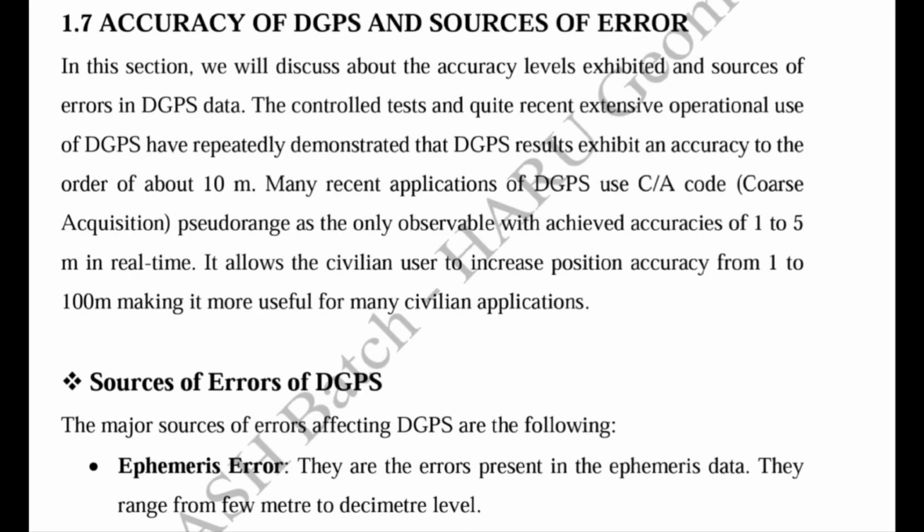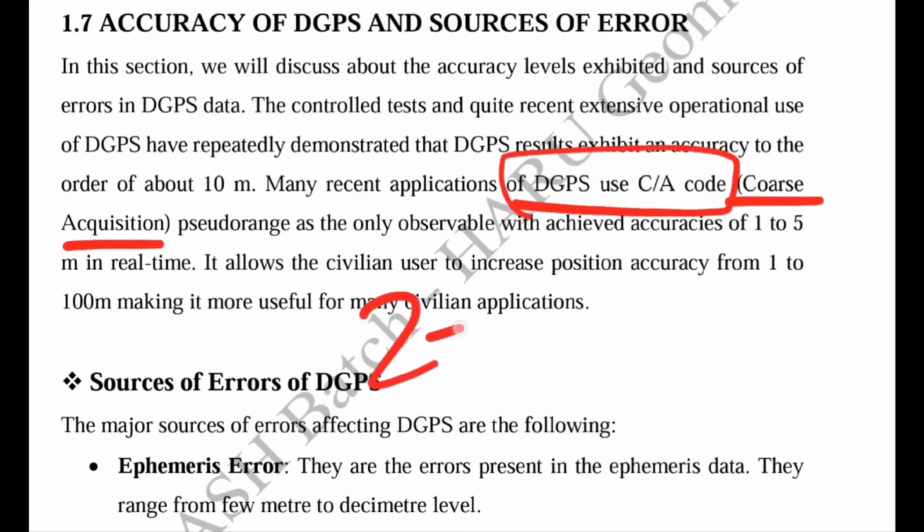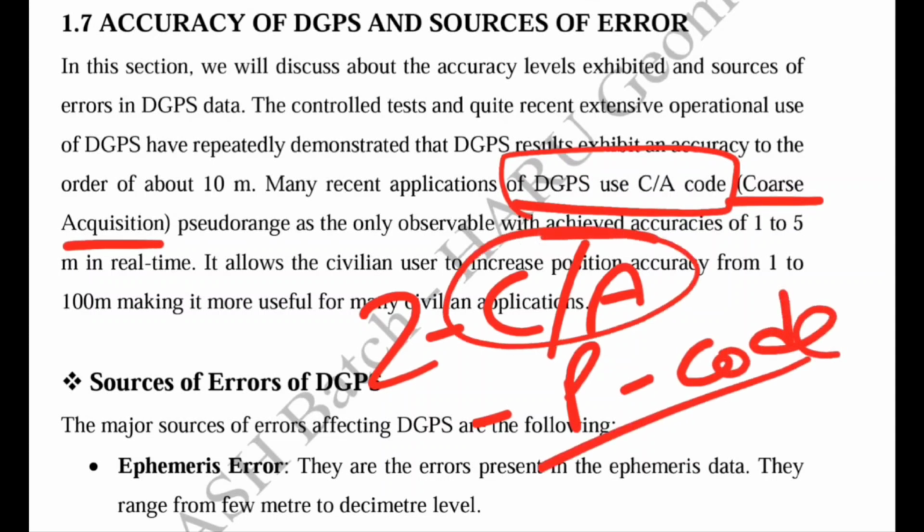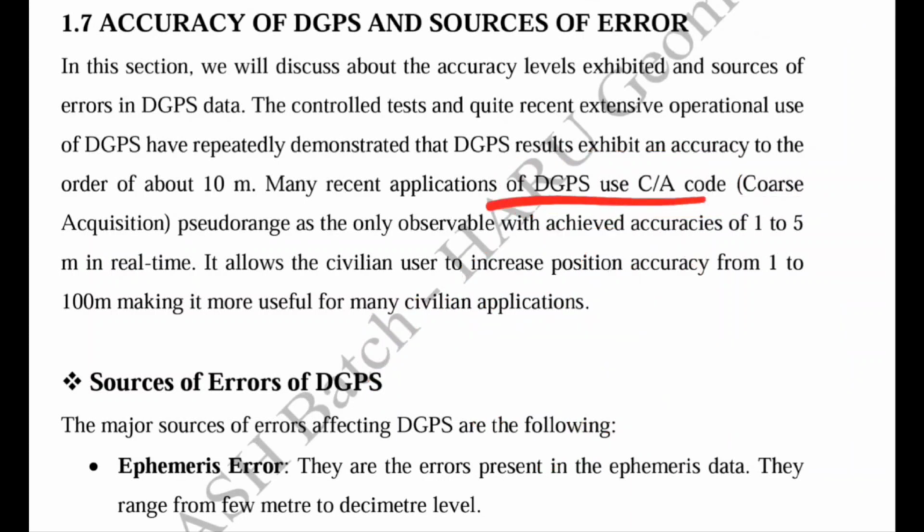So the accuracy of DGPS can be achieved up to 10 meters, because in the early phase, but now this DGPS technique uses the C/A code, because we know there are two types of codes. First one is the C/A and second one is the P code. So C/A code is transmitted from each satellite, and from the C/A code, DGPS may achieve an accuracy of 1 to 5 meters in real time.